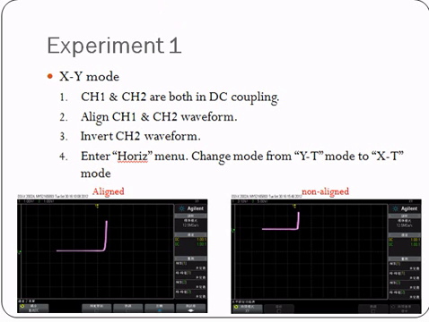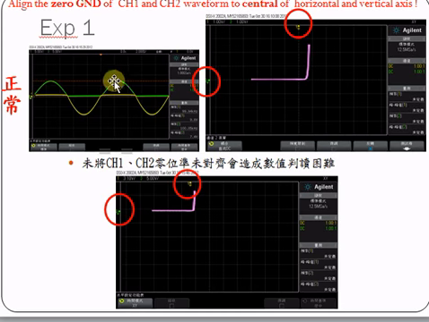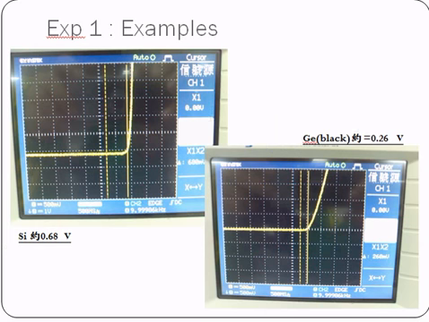By align, I mean aligning the zero ground of channel 1 and channel 2 to the center of the horizontal and vertical axis. You can use the cursor function to find the voltage of channel 1 and channel 2 in order to get the cutoff voltage and current.